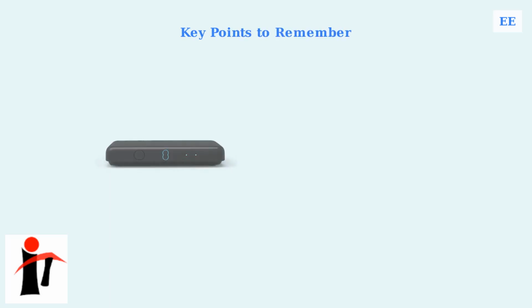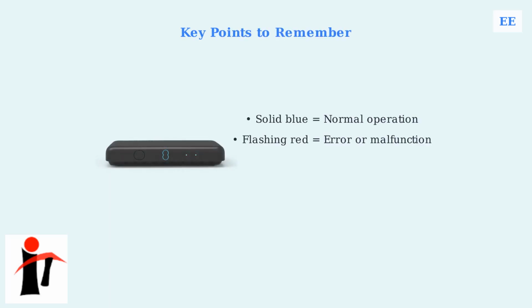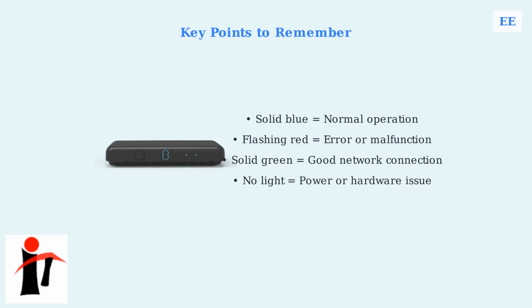Understanding these LED indicators is the first step to diagnosing any issues with your EETV box. These visual cues help you quickly identify whether the problem is related to power, network connectivity, or system errors. Now that you know what each LED pattern means, you'll be better equipped to understand what your EETV box is trying to tell you when issues arise.